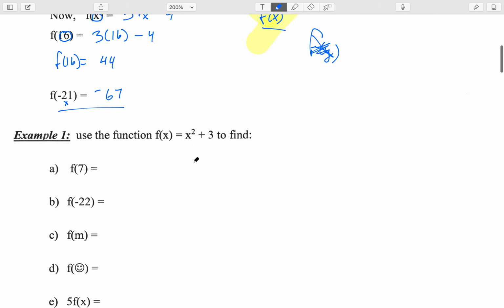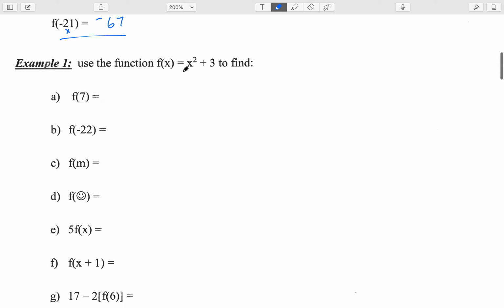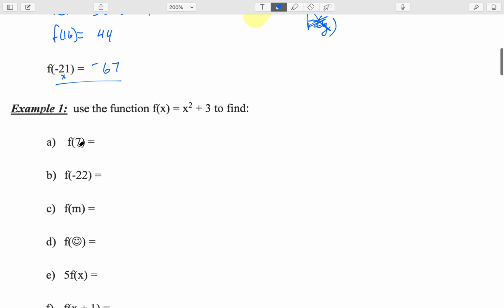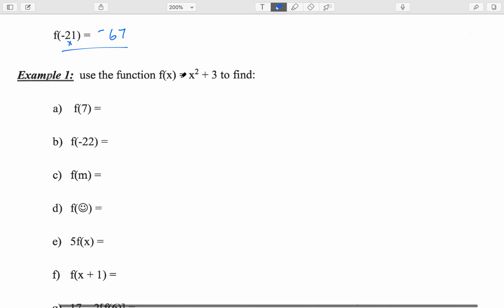Okay, so let's try it. Here's this function of x. It's x squared plus 3. So let's figure out what's f of 7. Well, f of 7 just means take 7 and plug it into there. So it's 7 squared plus 3. That's all it means, right? Instead of writing out what is the y value when the x value is equal to this and then showing the work, that's all this question means. This is just saying what's f of 7. So I know it's going to be 7 squared plus 3. 49 plus 3, that is equal to 52. Done.